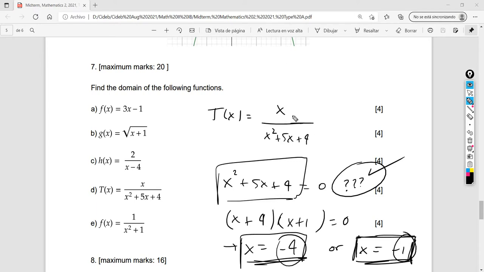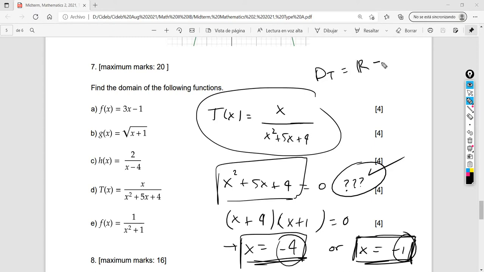So what is the conclusion? The conclusion is that the domain of this function is all the real numbers except the number minus 4 and the number minus 1. And all the stuff that I just said with words, all the real numbers except the number minus 4 and the number minus 1, if you write them down in words, that is perfect.